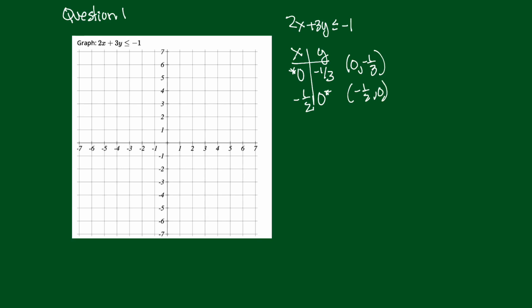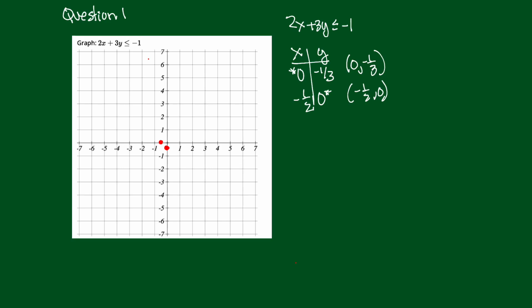Let's plot those. So the first one, 0, negative 1/3. We're going to have to kind of guess here. So this is going to be 0 down to 1/3. We'll just do our best. That's the problem with graphs. You don't always get an exact result. And then the next one, to the left 1/2 and 0. Now the problem here is that these are so close together, it's very hard to get an accurate graph, but I'm just doing the best I can.